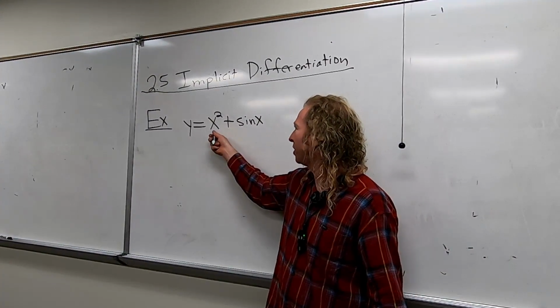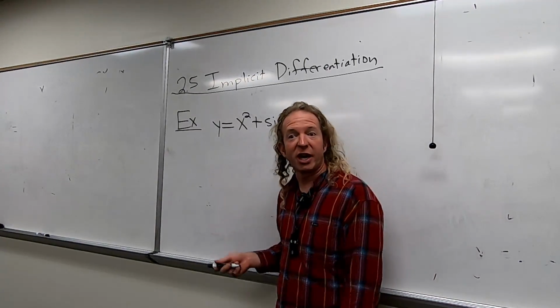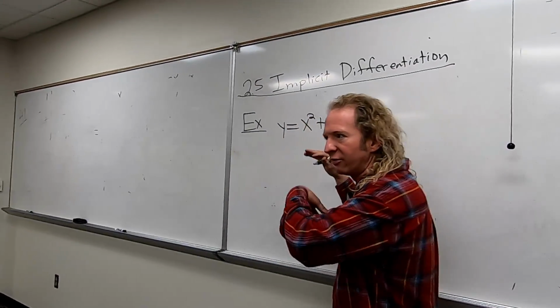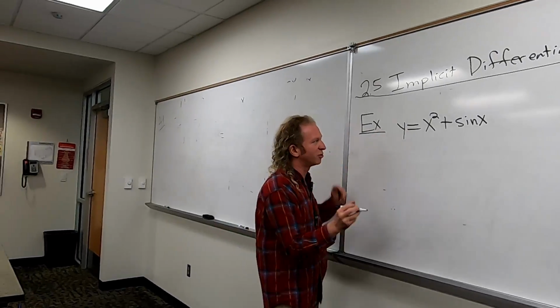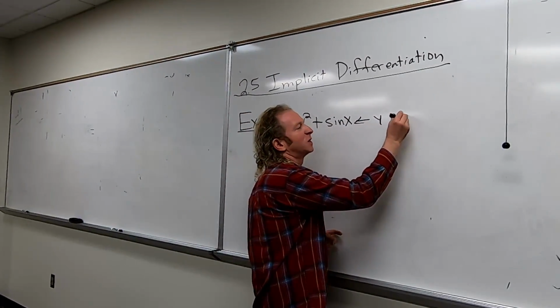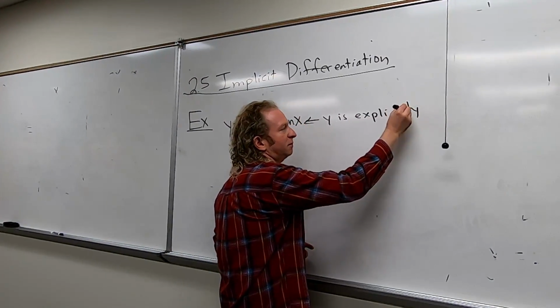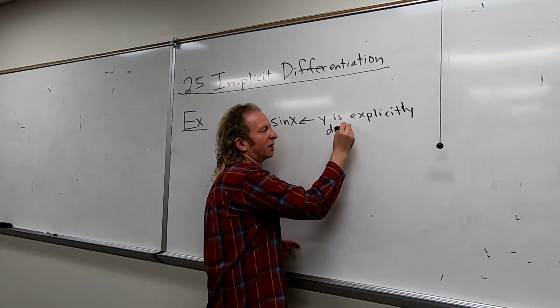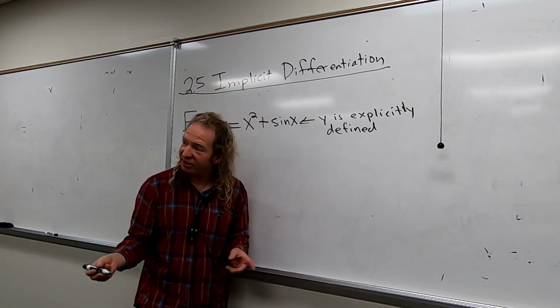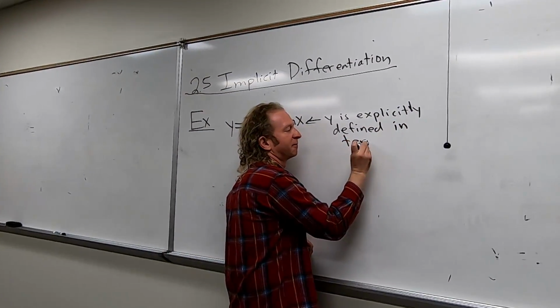It would be 2x plus, what's the derivative of sine x? Do you remember? Cosine x. Good. So I won't write it, but that would be the derivative. So it's easy to do, right? You can easily find the derivative. So here, y is explicitly defined in terms of x. I'll go ahead and write that. I won't be lazy. In terms of x.